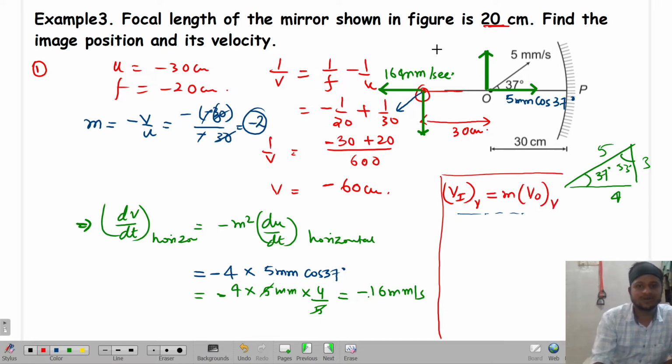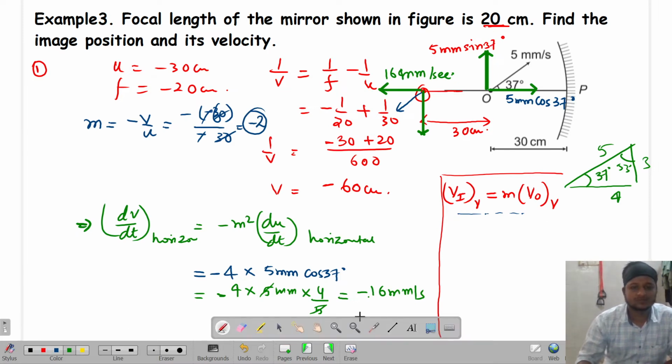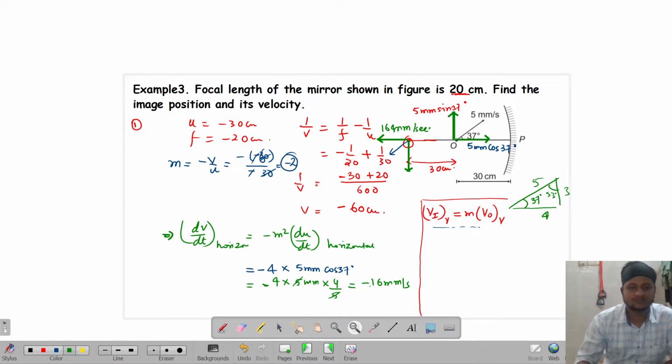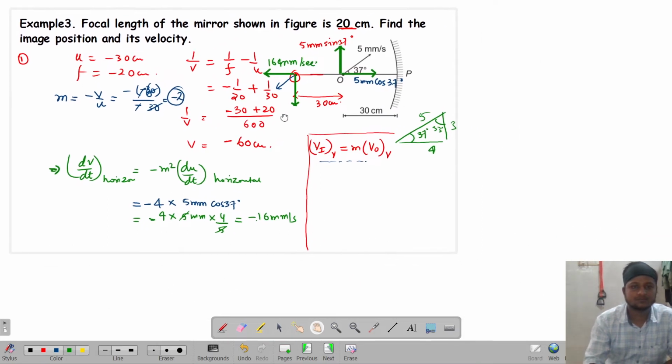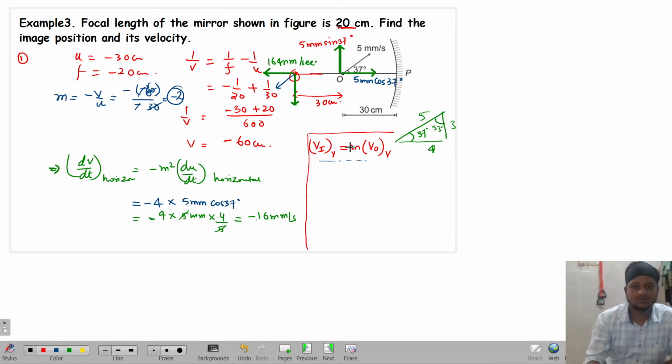So the velocity of the object vertical is how much? 5 millimeter sine 37 degree. Yes or no? So that means what? This V_I vertical is going to be m, which is minus 2, times the object velocity, which is 5 millimeter sine 37. Got it or not?